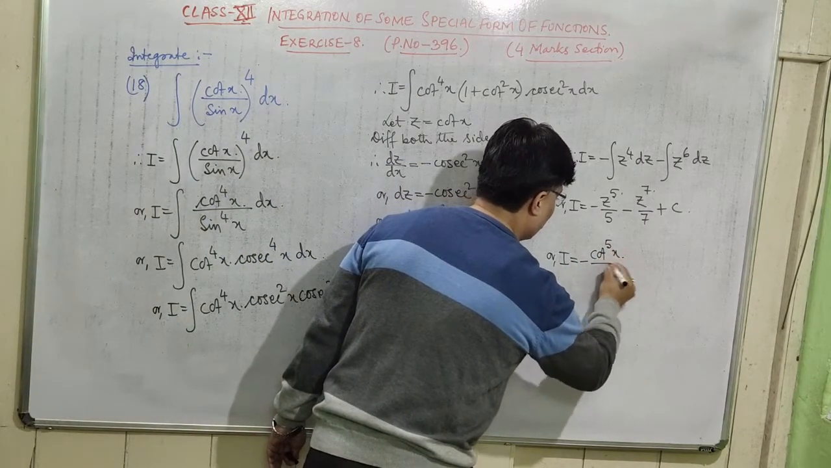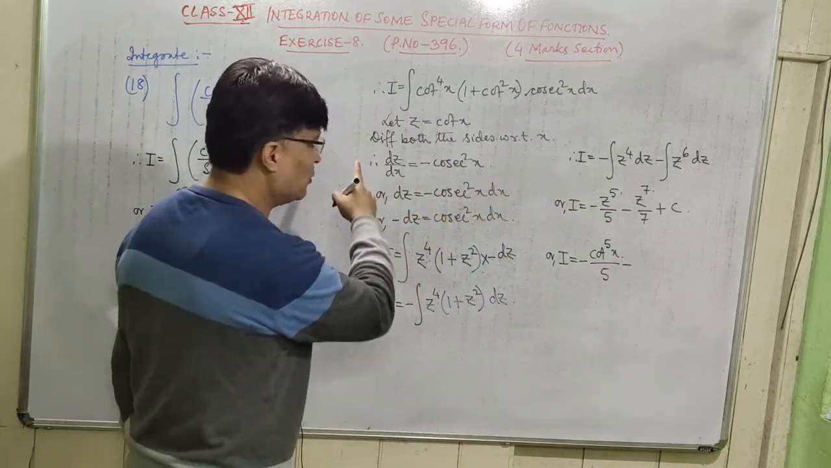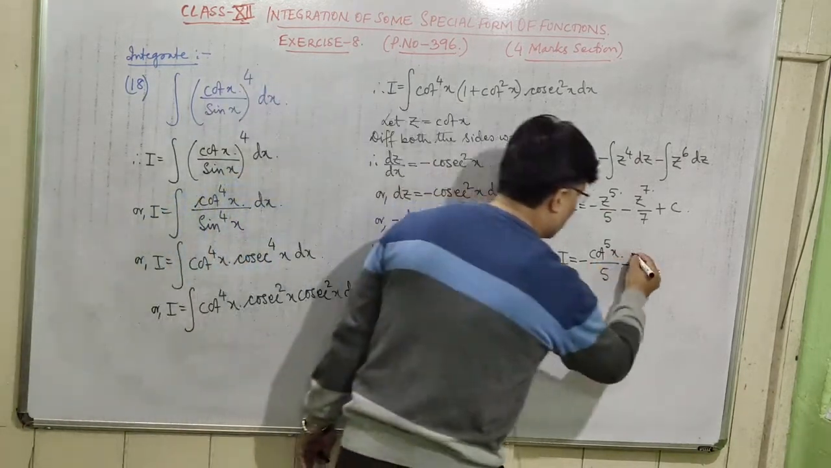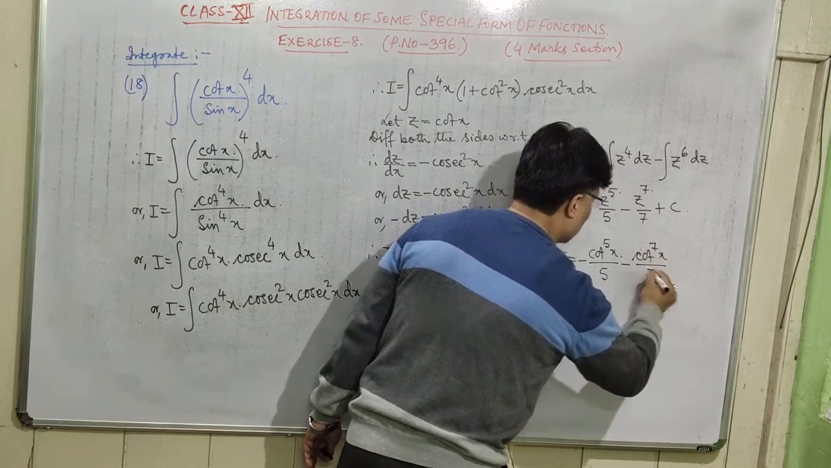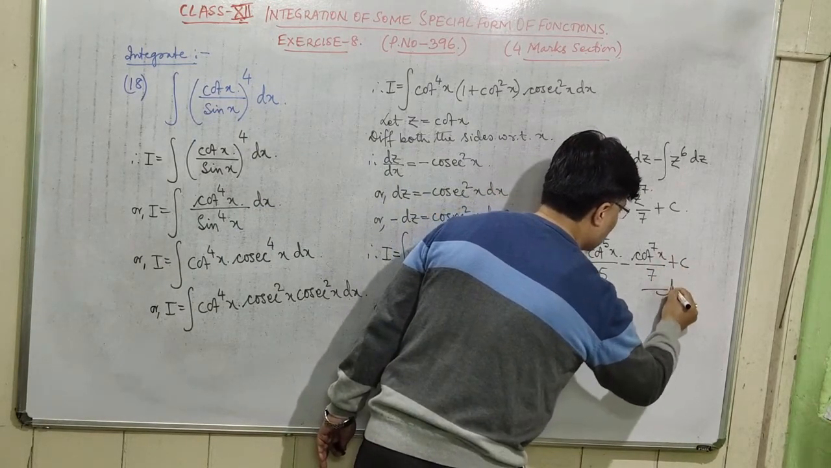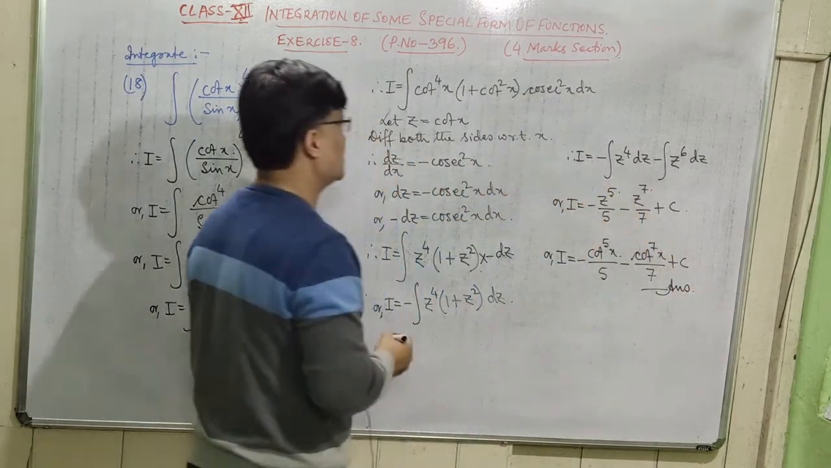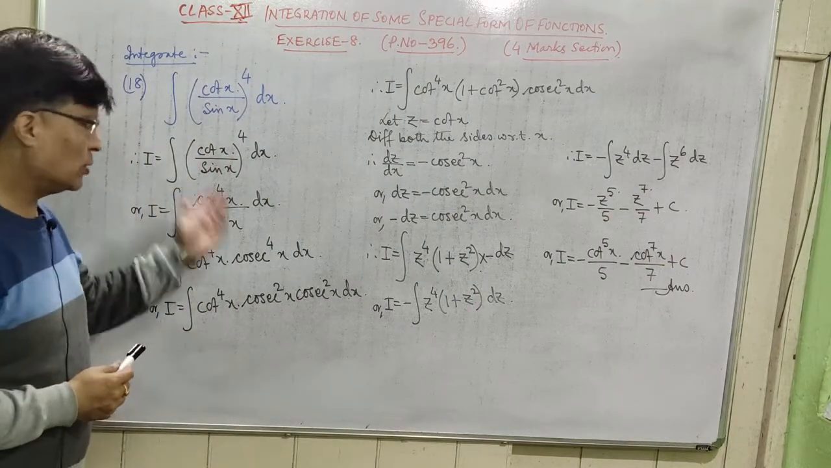cot to the power 5x divided by 5 minus, what is z to the power 7? You put z is equal to cot x. It is cot to the power 7x divided by 7. Then we can write plus c. So this is the final answer. So I think you have understood it. So you can copy it.